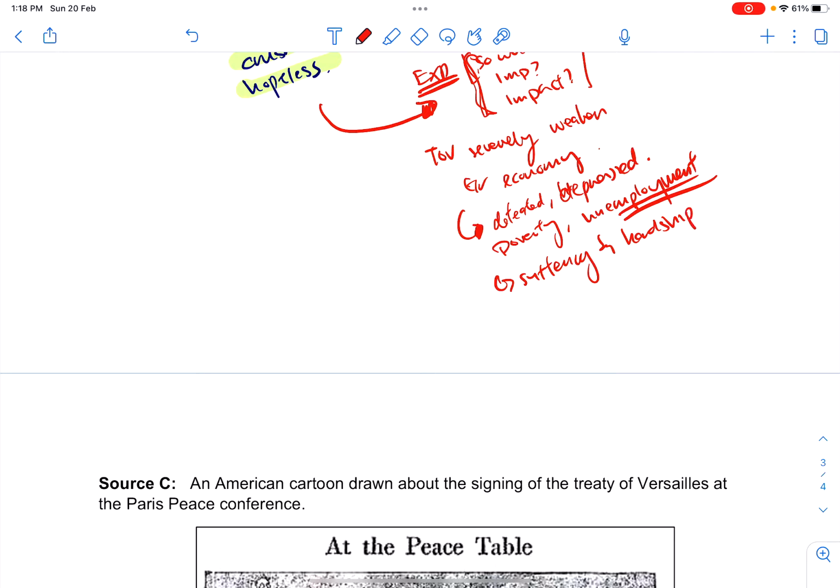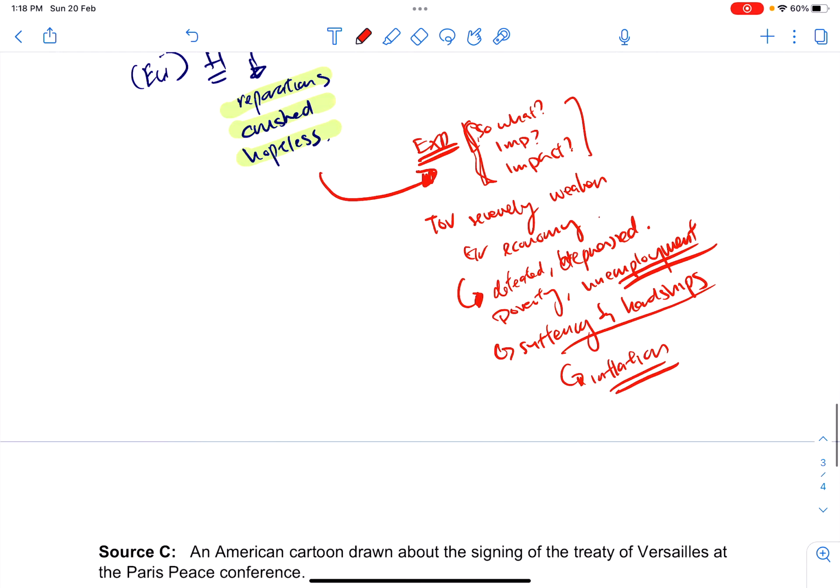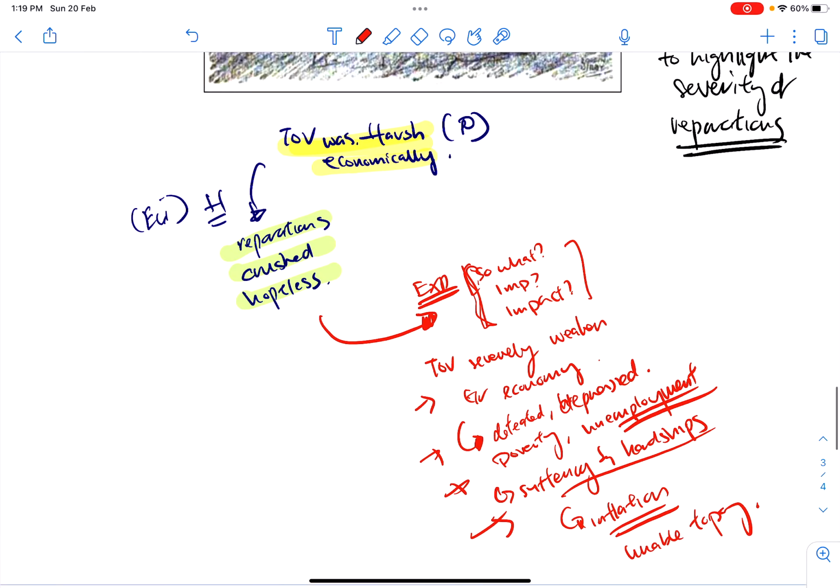And if you want to go one step further, you can also say this might lead to inflation, economic depression and all these things, because they are unable to pay. Yes, so you must jot this down, okay? Think about it first. Repeat one more time.